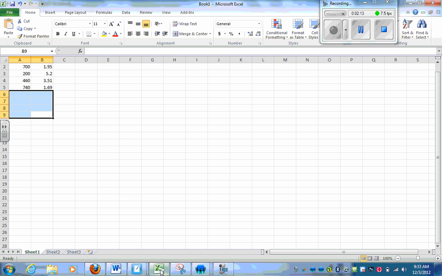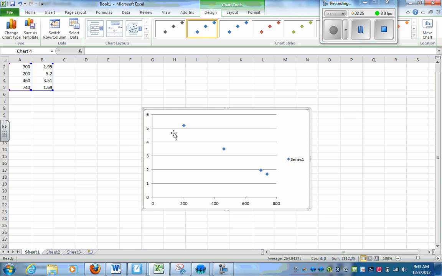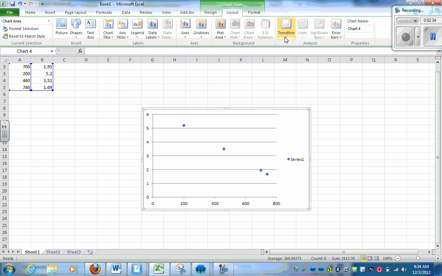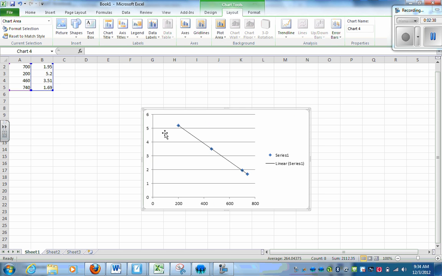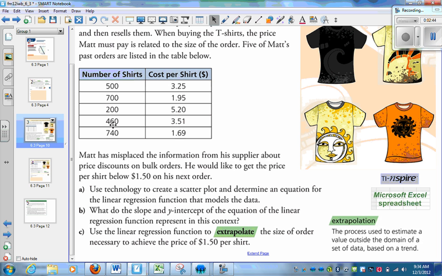What I've done is I've opened up Microsoft Excel and I've put in the information. Now I have to highlight, go to Insert, and insert a scatter plot. So here is my information. Now there's something I want to do. I want to put the linear trend line. I go to Trendline and say linear trend line, and that adds a line right there. 1, 2, 3, 4 points. Did I erase a point? 1, 2, 3, 4, 5.